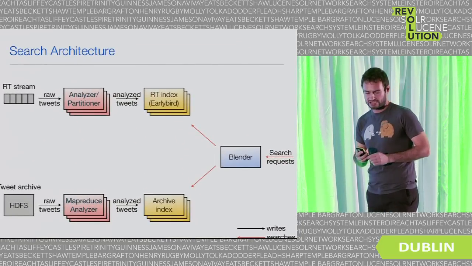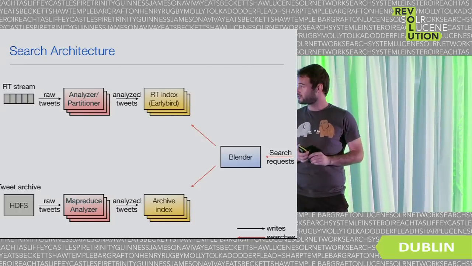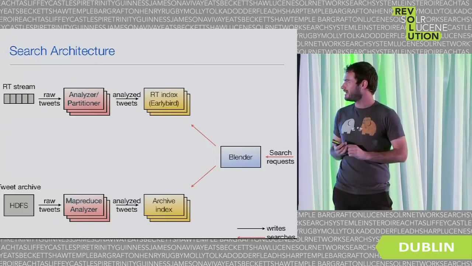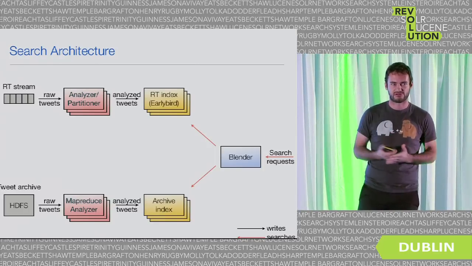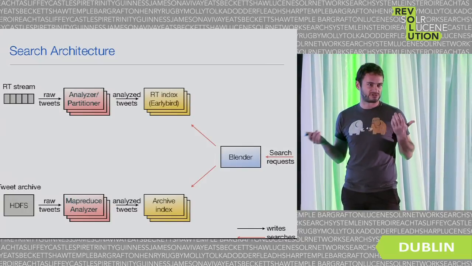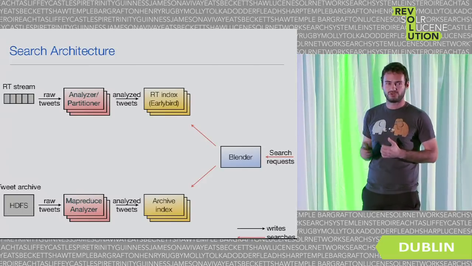Okay, so here's a high-level picture of our search architecture. Let's concentrate on the upper part for now. We get, of course, a real-time stream of tweets. As I said earlier, like 500 million tweets per day. So we get a stream of raw tweets.